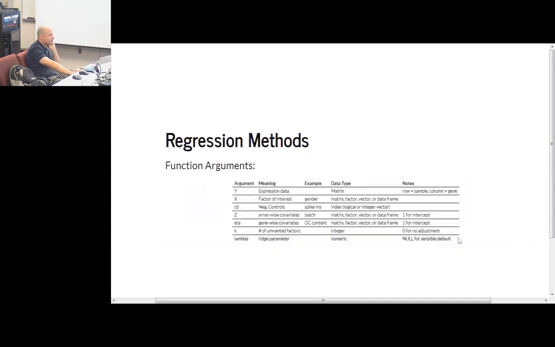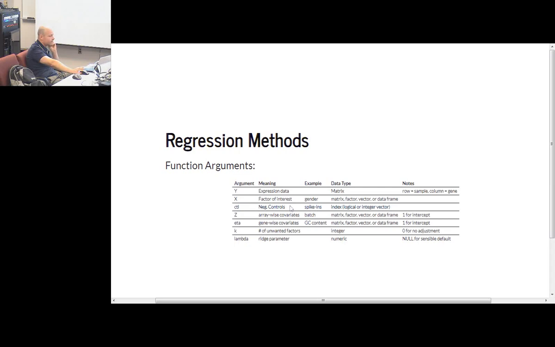So let me just explain what these are. The Y is the expression data. That's going to be an M by N matrix, so observations by genes. X is your factor of interest.